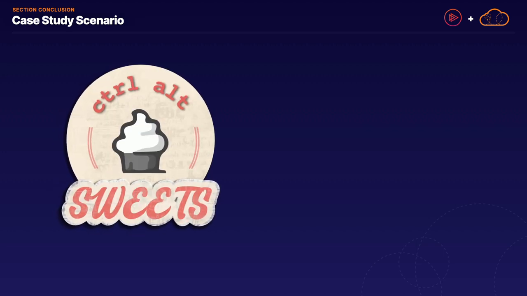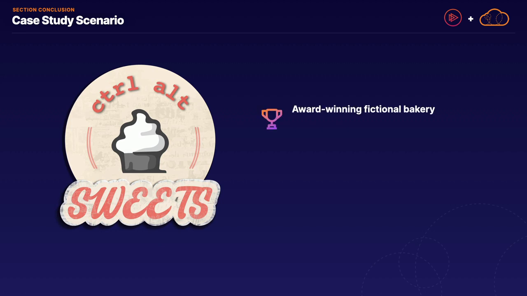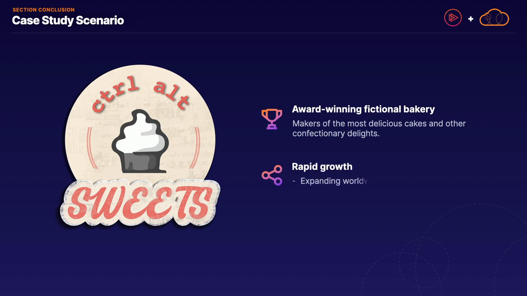Moving on, I want to introduce the little bit of a fun case study scenario we are going to refer to throughout the rest of this course to put some of these principles in each section into practice with a fictional company we like to call Control Alt Sweets. Control Alt Sweets is an award-winning fictional bakery which makes the most delicious cakes and other confectionery delights. After all, everybody likes cake, and there will be plenty of cake in this course. At the moment, our company of Control Alt Sweets is experiencing rapid growth in which their footprint is expanding worldwide.